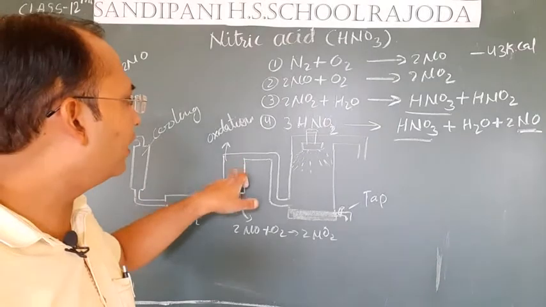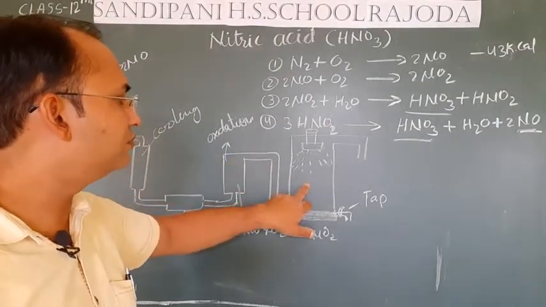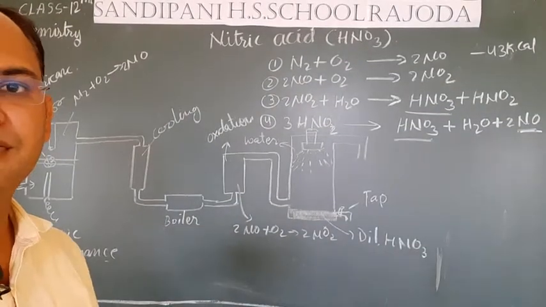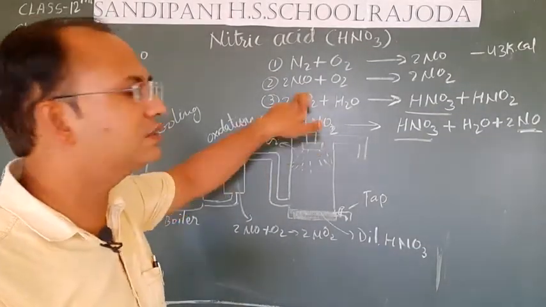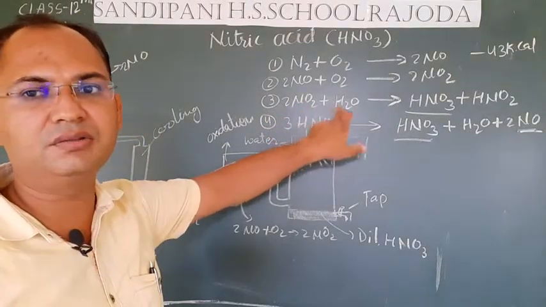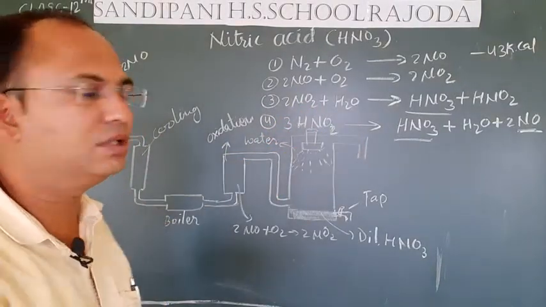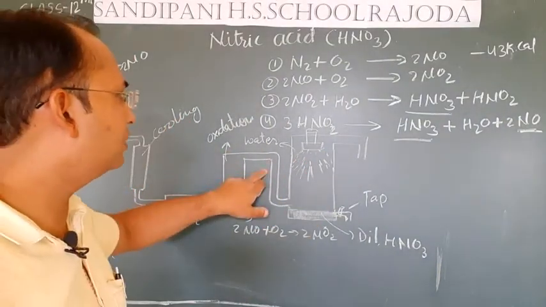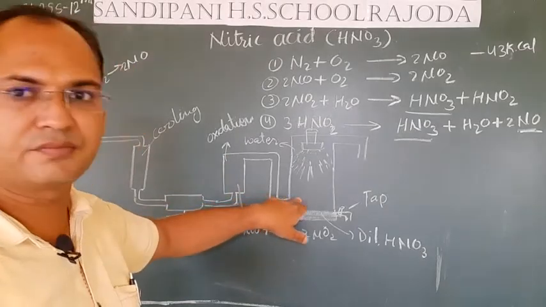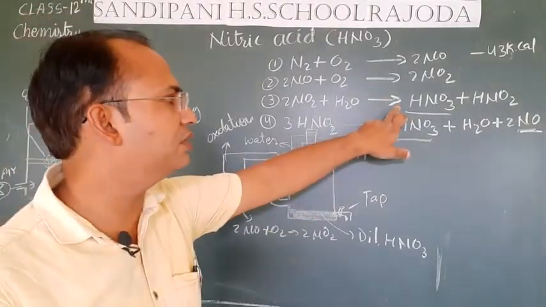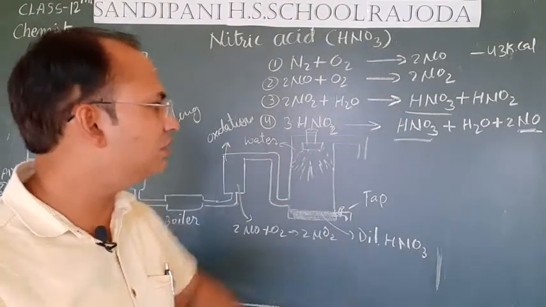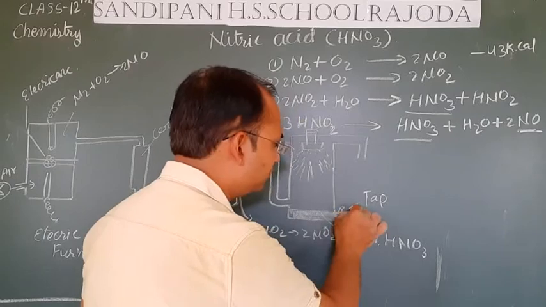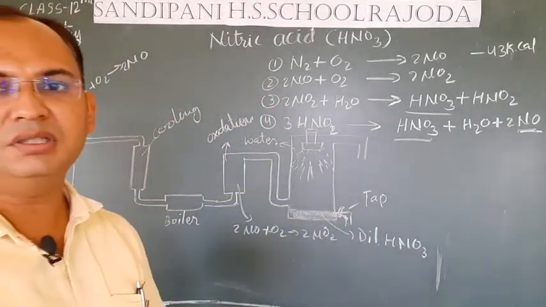Now it moves forward, and in the last step, the third reaction, that is the reaction of nitrogen dioxide with the water, takes place. You can see here, this is a water shower which reacts with the nitrogen dioxide that is coming through this pipe, and they react together to form the nitric acid. This nitric acid students can be obtained through this step in the bottom of the container.